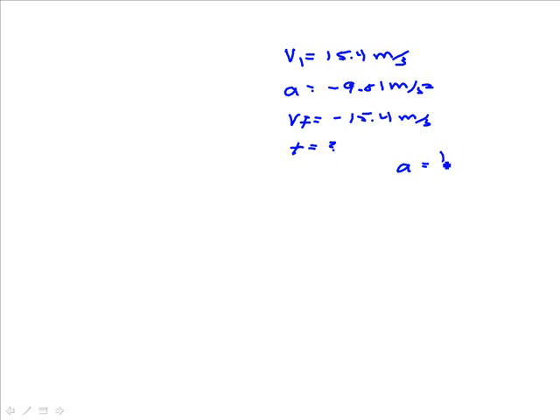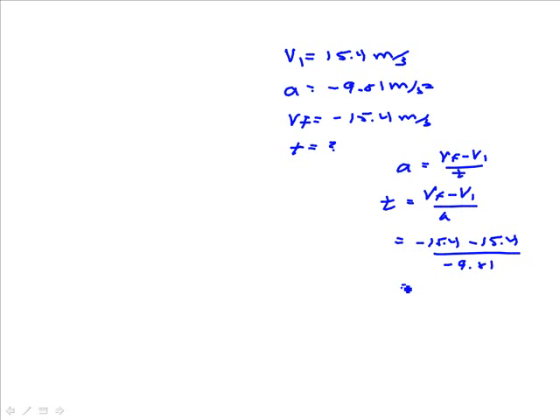A is equal to Vf minus Vi over T seems to be the logical choice, because then T is just equal to Vf minus Vi over A. Or in other words, Vf is negative 15.4 minus 15.4 divided by 9.81. Now a lot of people make the mistake of looking at negative 15.4 minus 15.4 and thinking that's equal to 0. It's actually not equal to 0.